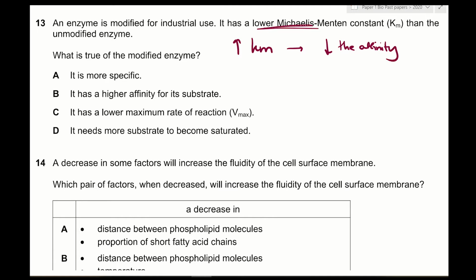For those who don't know, affinity is the attraction the enzyme has towards its substrate. So the higher the affinity, the more collisions occur with the substrate. Now, the lower the Km, the higher the affinity. Therefore, they are inversely proportional. And here it says it has a lower Michaelis-Menten constant, therefore the affinity has increased. Therefore, the only correct answer must be B, because the Michaelis-Menten constant only specifies the affinity.